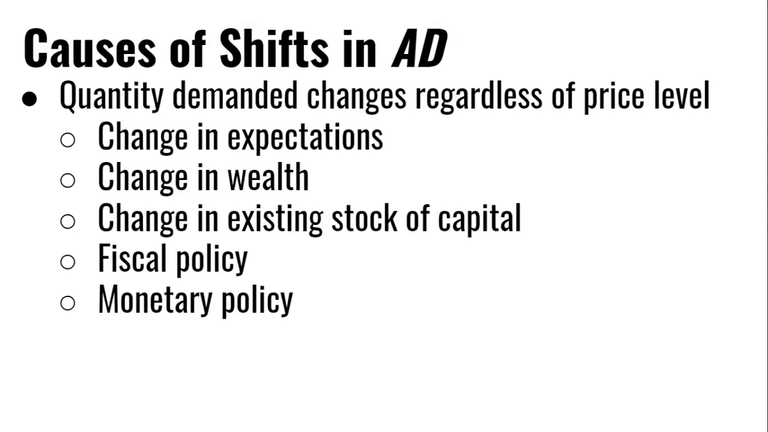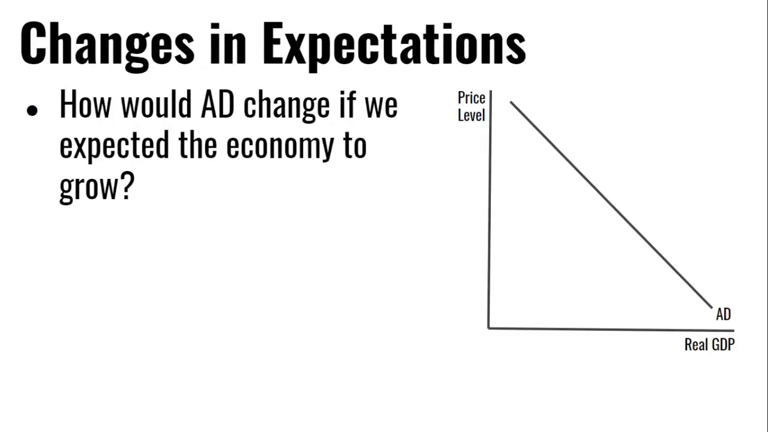Any of these changes are changing fundamentally the total amount of real GDP that is going to be demanded in the economy, regardless of what the price levels will be. And that's the indication that the aggregate demand curve itself is shifting either to the right or the left, depending on whether we want more stuff or less stuff.